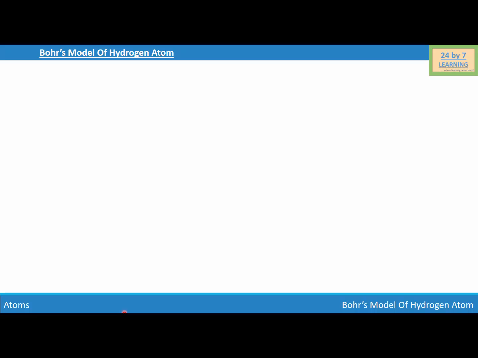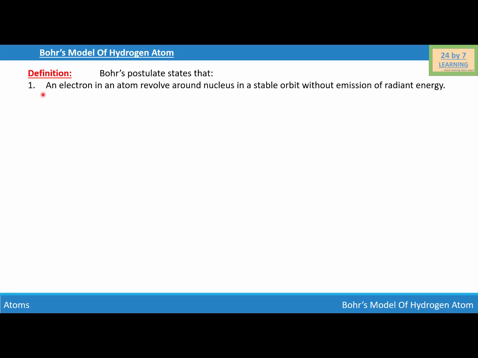Bohr's model of hydrogen atom. Bohr's postulates state that the first postulate is: an electron in an atom revolves around the nucleus in a stable orbit without emission of radiant energy.